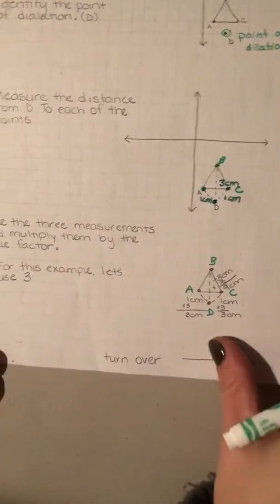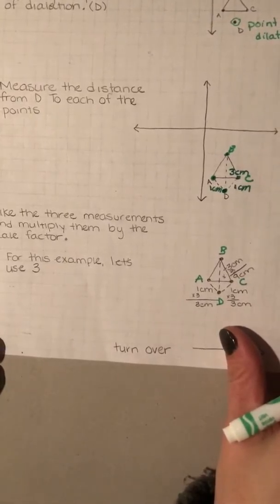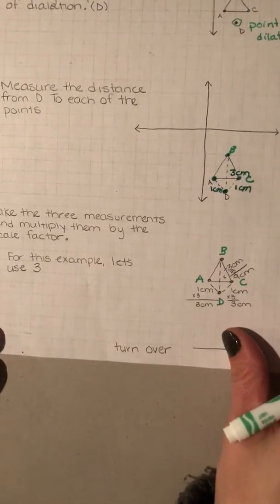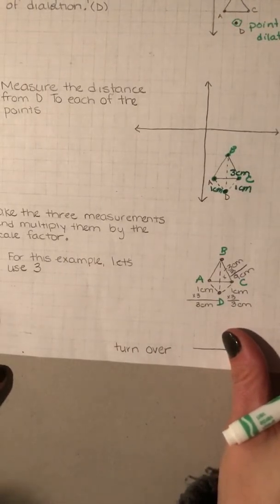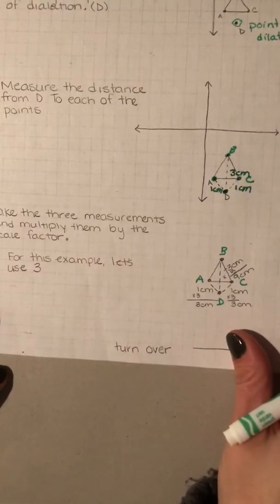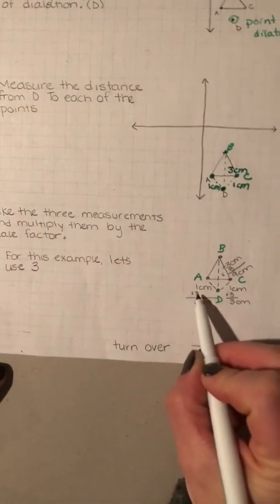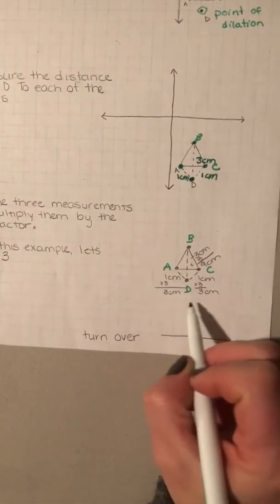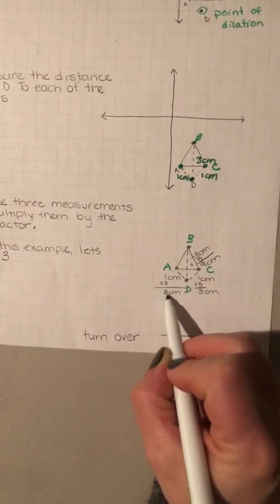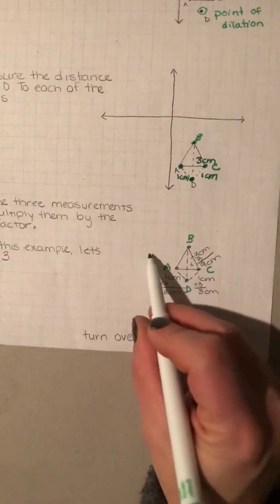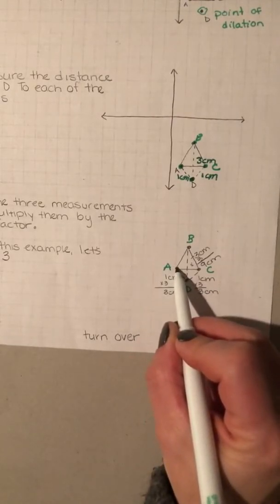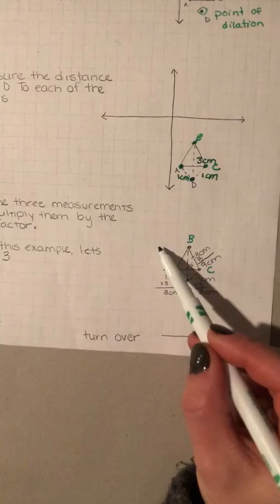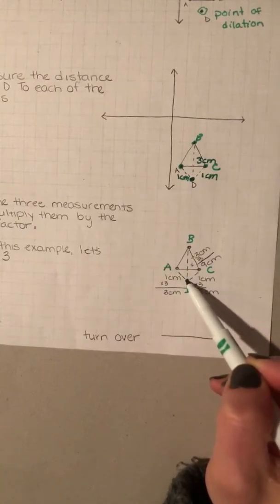All right, next it says take the 3 measurements and multiply them by the scale factor. We're going to give you the scale factor. The scale factor is 3. So the first measurement was 1 centimeter. So we multiply 1 centimeter times 3, and that gives us 3 centimeters. So the distance from D to A prime is going to go through point A, and it's going to be 3 centimeters from D.